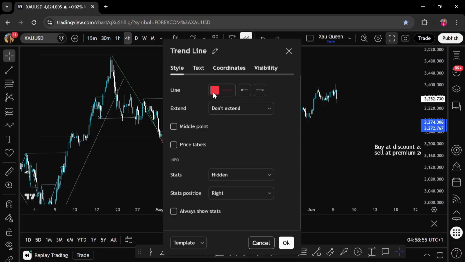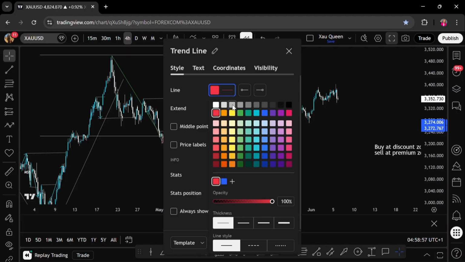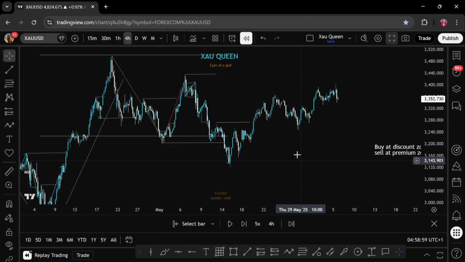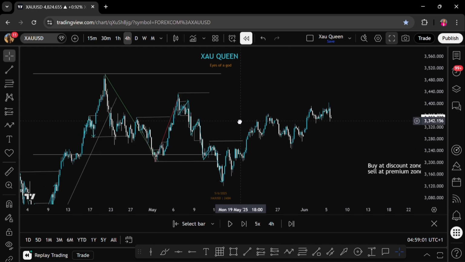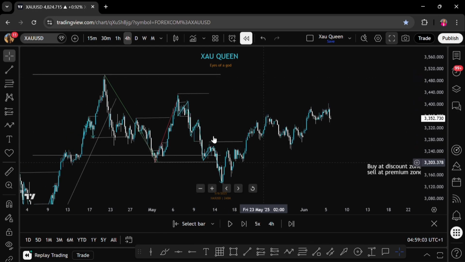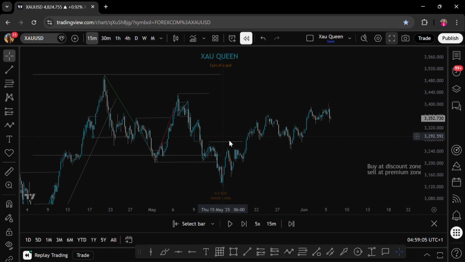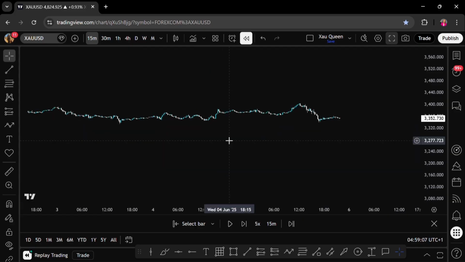Immediately these 4 hours change character. What is it signifying to us? It's signifying to us that price is now ready to go for this guy. So what do we do? The same thing. We go to our 15 minutes.